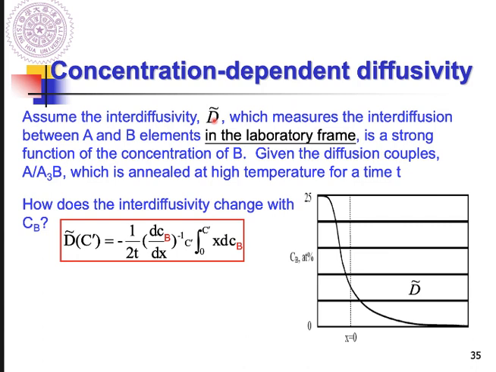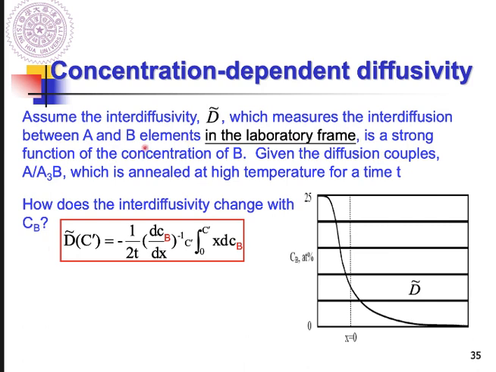Means the diffusivity is a function of CB. Okay, so C prime you can write down as a function of CB. And given the diffusion couple A bonded with A3B, which is annealed at high temperature for time t, a lot of diffusion happens. So how does the interdiffusivity change with CB?